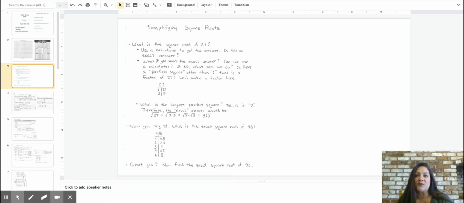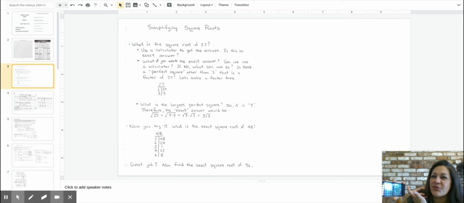Simplifying square roots. My calculator ready. So it says, what is the square root of 27? Use a calculator to get the answer. Is this the exact answer? So if I were to put in on my iPhone here, 27, you have to turn it sideways, and it's going to be the square root that has the little 2 on it. So it goes 2 square root x, and that means square root.